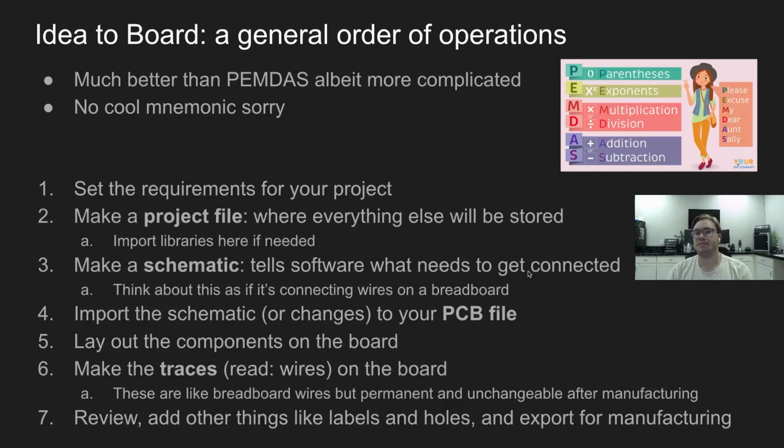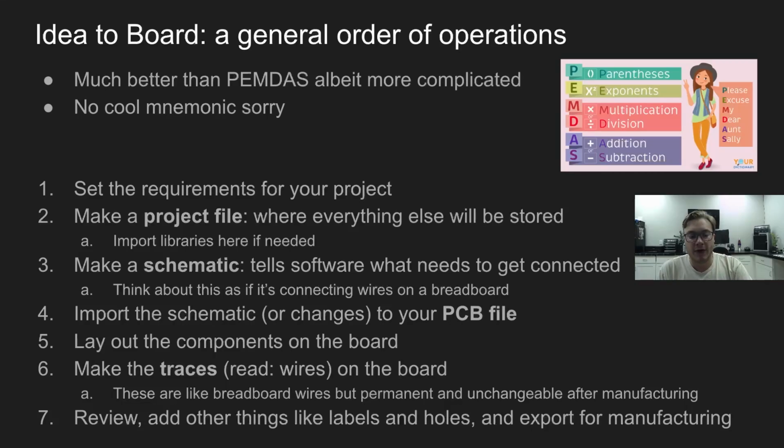So, this is the general workflow. Number one, you got to set the requirements for your project. That's pretty basic engineering design process stuff. You can't design anything if you don't know what it needs to do. Then you're going to make a project file. This is sort of an umbrella file within Altium where everything will be stored. And then this is where you import your libraries of components.